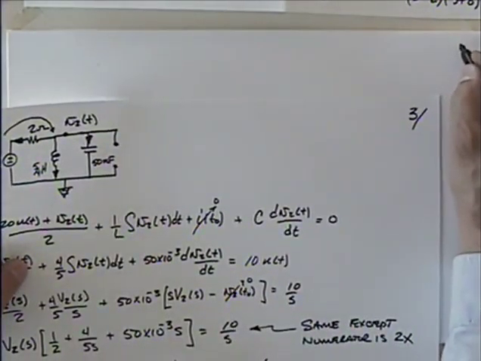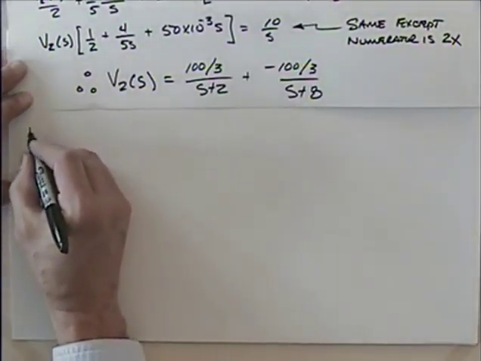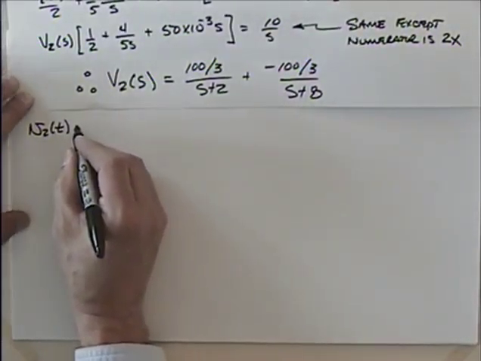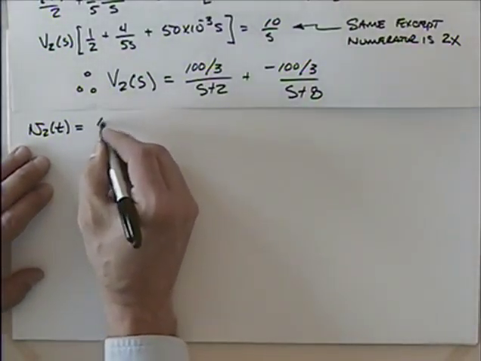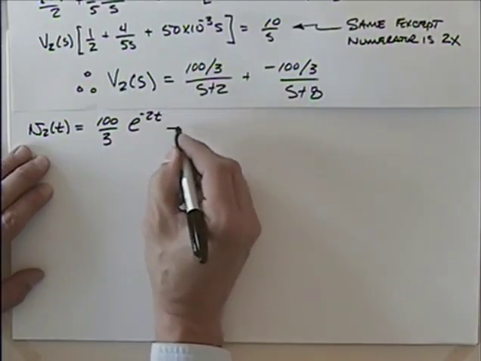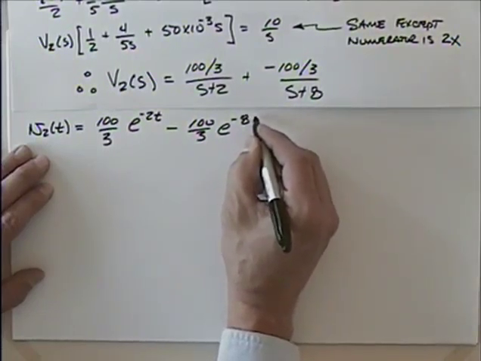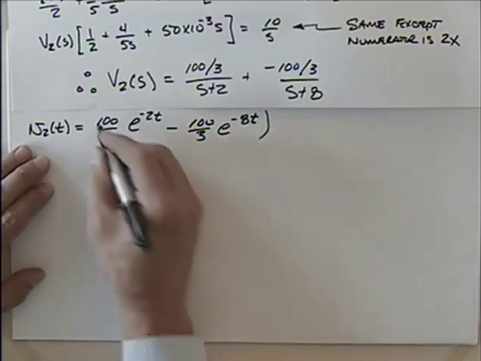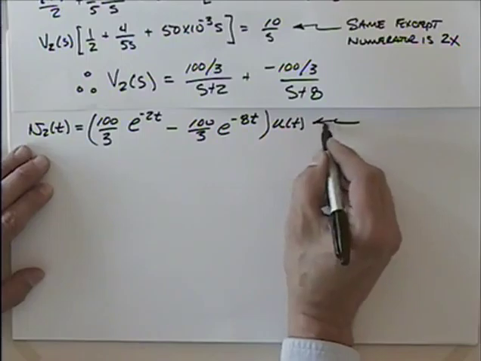So I need to take the Laplace or inverse Laplace transform of that. So if I look at this V2 of t, that's going to be equal to what? 100 over 3 e to the minus 2t minus 100 over 3 e to the minus 8t u of t, and this is due to the voltage source.